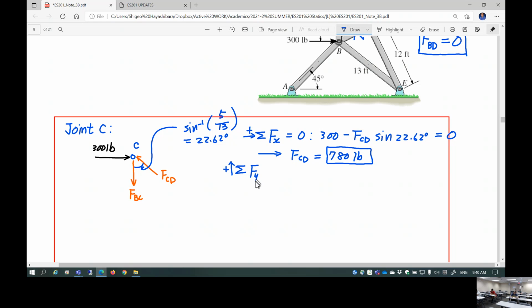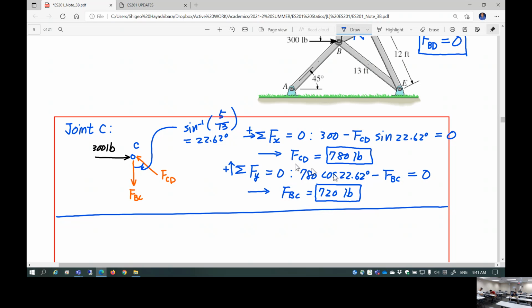But anyway, summation of the force in the y direction, let's set equal to 0. This is going to be 780 cosine 22.62 degrees minus FBC, set equal to 0. So FBC is equal to 720 pounds. Okay, so this is joint C.